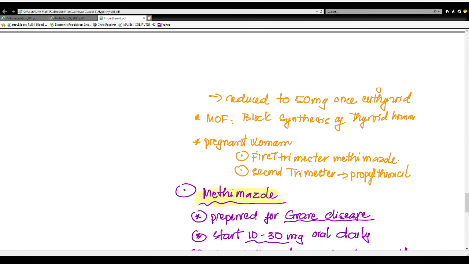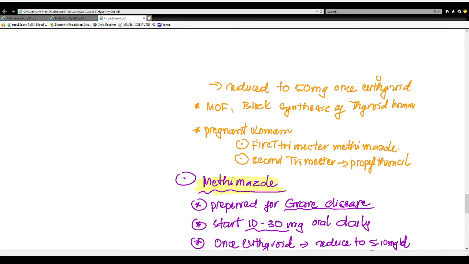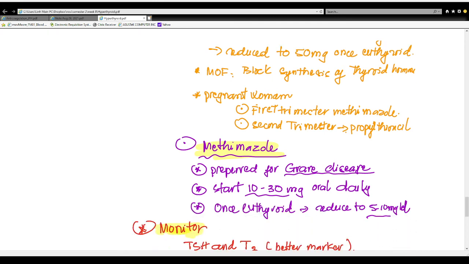For pregnant women, they recommend using methimazole for the first trimester and propylthiouracil for the second trimester and the third.